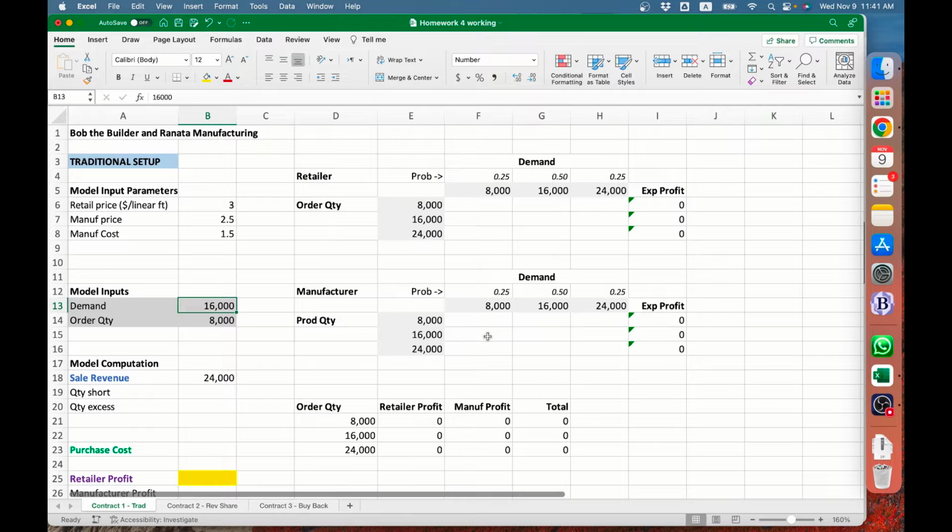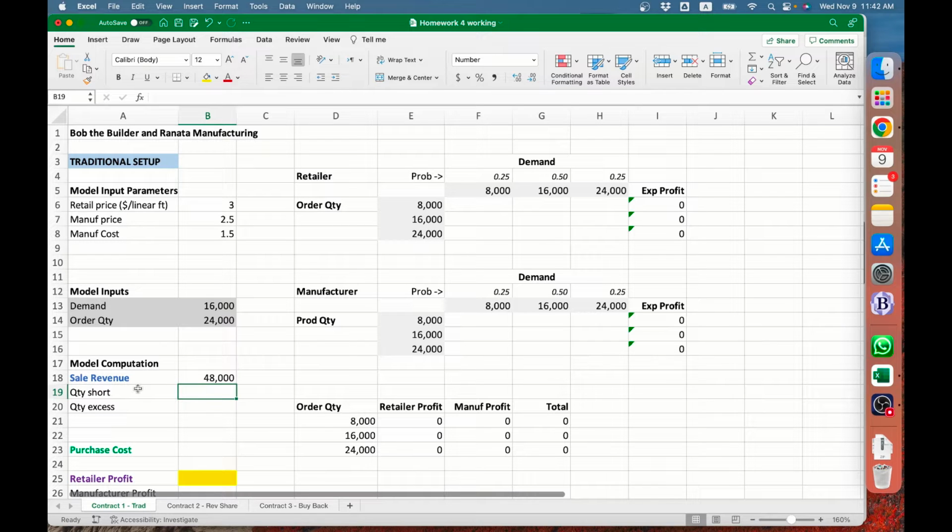Now let's try a different example. Let's say demand is 16,000. Okay, and Barbara, now notice if the order quantity is 28,000, nothing changed. But if Barbara ordered 24,000, notice her revenue went up, but not all the way up to 24,000 times 3, which is like 72,000 or something. It only went up till, because she could only sell 16,000. So the formula is working.